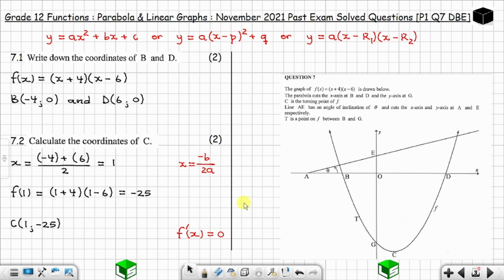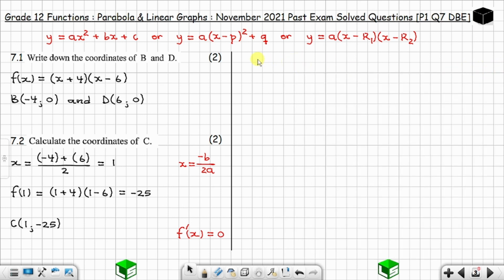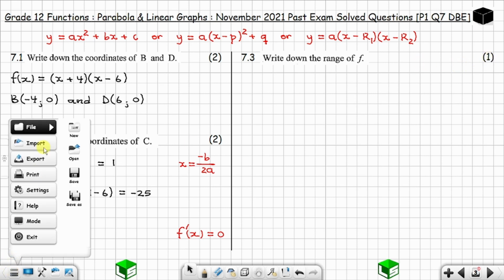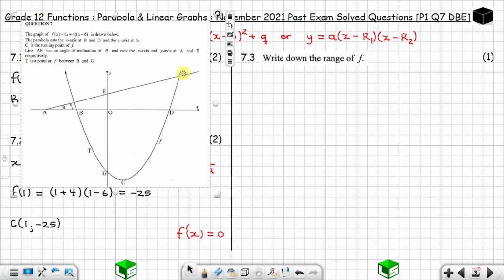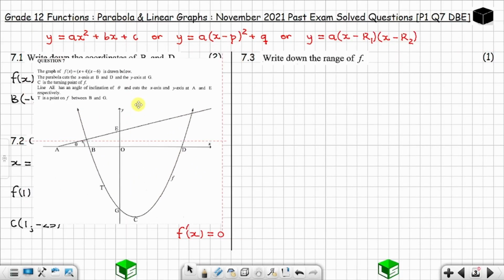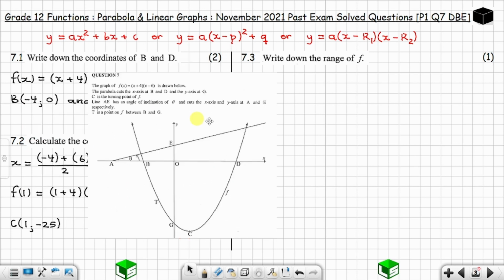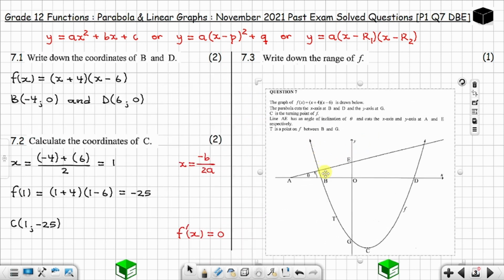Let me put a line here. I'm going to do 7.3 here. What is the question saying? 7.3: write down the range of f, and this question is only 1 mark. Let me get the question again. This is f. It is a parabola. You need to write down the range of f. The range of a function, or the range of f, is found on the y-axis.